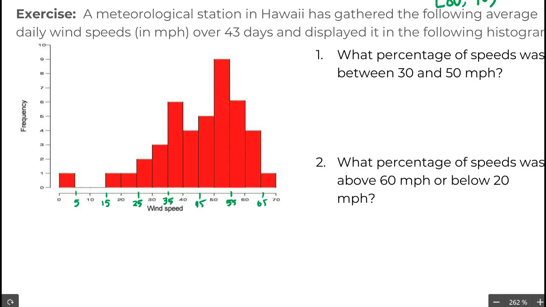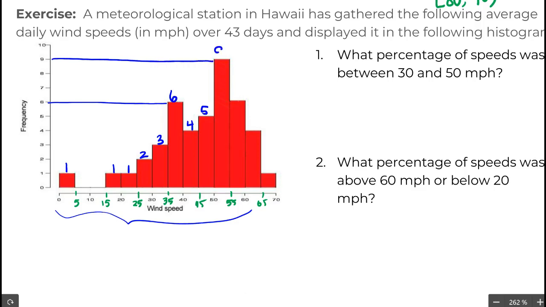because you don't want to accidentally interpret something incorrectly because you didn't take that moment. The other thing I like to do is add the actual counts at the top of each of these. So remember, down here at the bottom, they're showing us the wind speed of days, and the height of these bars is telling us how many days fell into that wind speed category, into that range of values. So one day, the winds were very calm, between 0 and 5 miles per hour. We have 2 days that fell here, 3. Definitely draw lines over so that you don't have any mistakes. 6, 4, 5, 9, 6, 4, and 1.